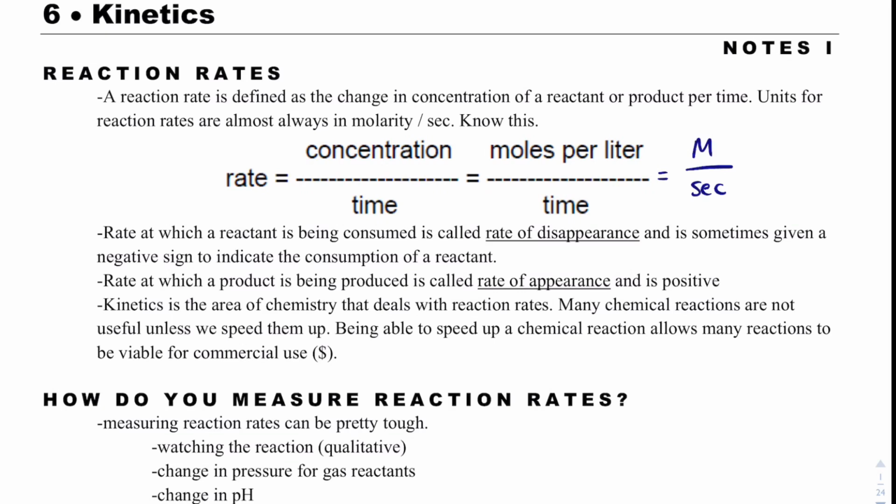Okay, and the rate at which something is consumed is going to be called the rate of disappearance, and that is sometimes given a negative sign to indicate that your reactant is disappearing, whereas something called a rate of appearance is generally positive, and it's generally referred to for your products which are being produced.